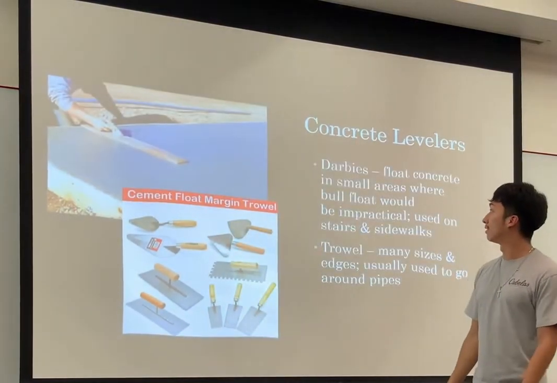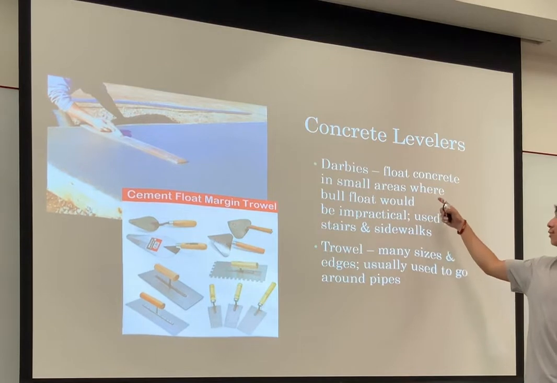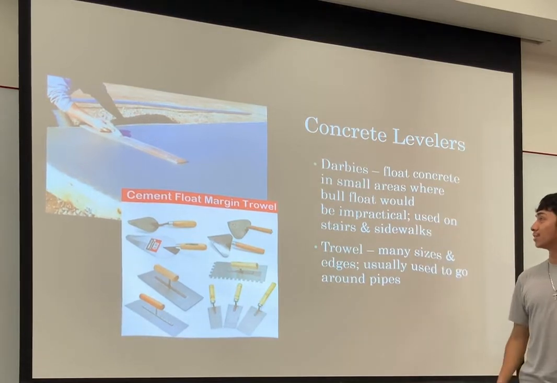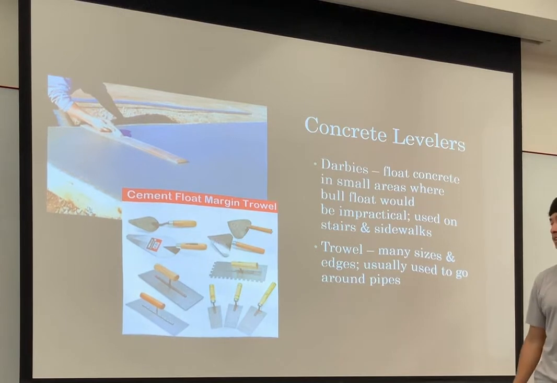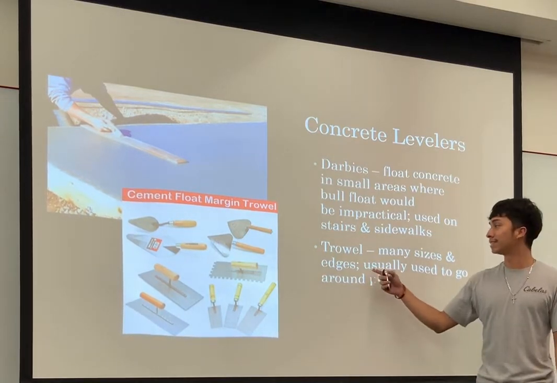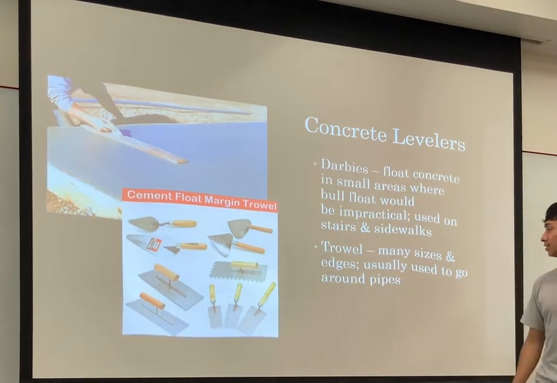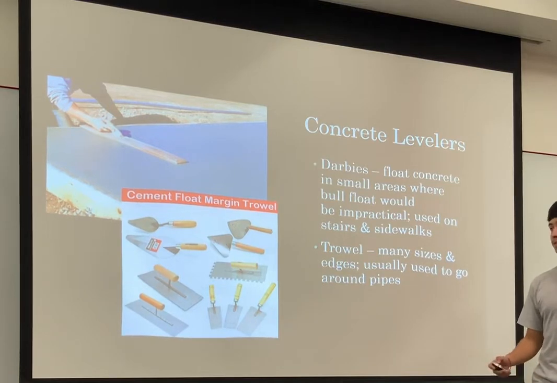Some more we have are derbies. Float concrete in small areas where a bull float would not be practical, used on stairs and sidewalks. Next we have trowels, in many sizes and edges, usually used to go around pipes.